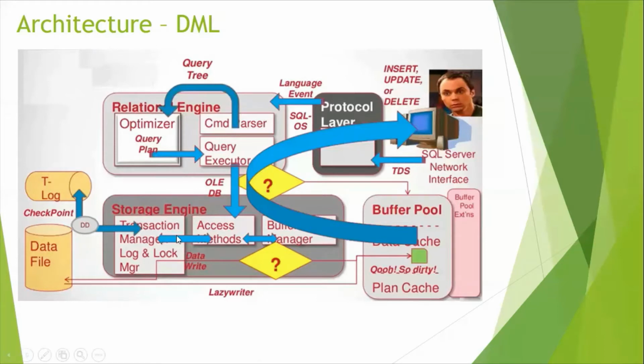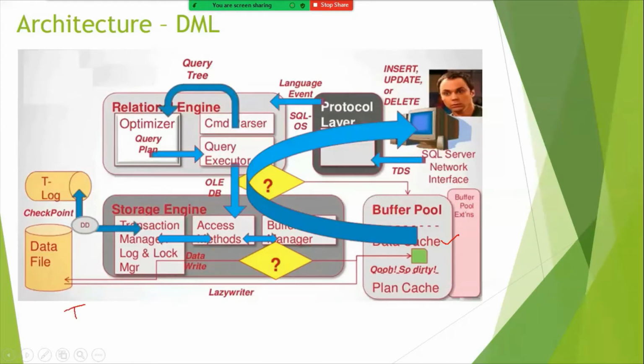Now this is the key point. The buffer manager checks whether the page is available or not, right? It checks the data cache. So this is the data cache we have. The buffer manager checks whether the data or pages are available in the data cache or not. If pages are not available, then what will happen? The buffer manager reads the pages from the disk.